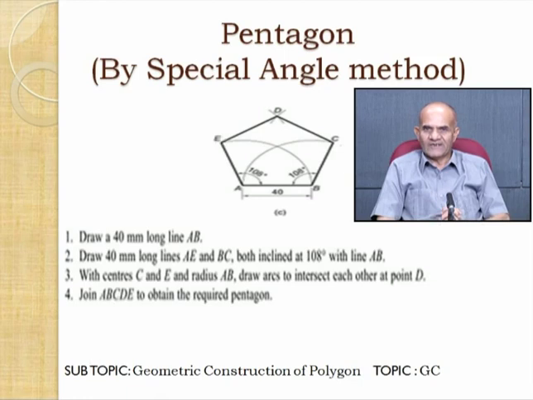Then again you take center C and take radius equal to 40 mm and draw the arc. Again you take center E and the same radius 40 mm, you draw another arc that will intersect at point D. So in this way you join ED and CD. So this is the special method. In this method we are calculating the internal angle by the formula, and then we are drawing the pentagon.